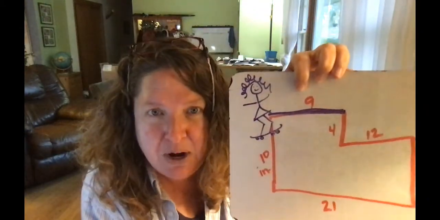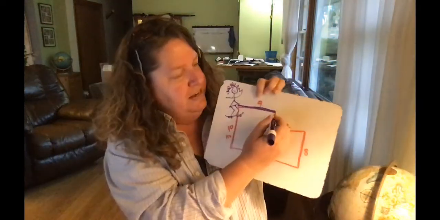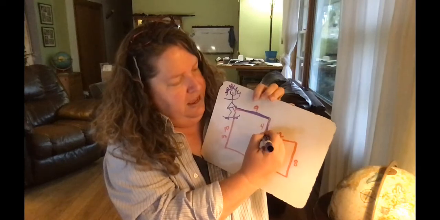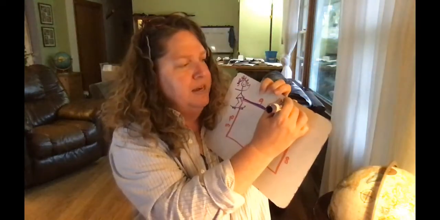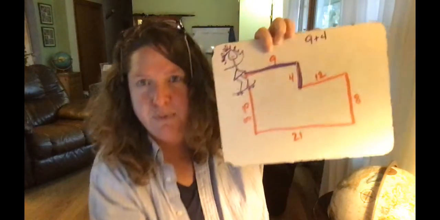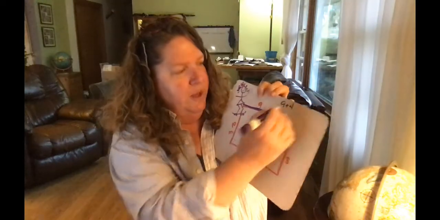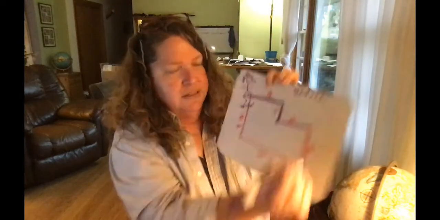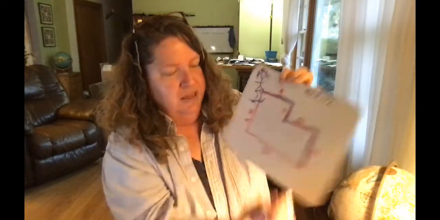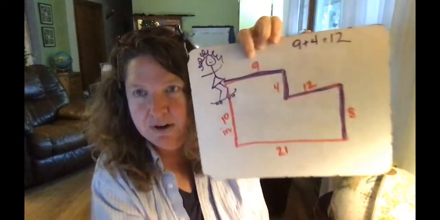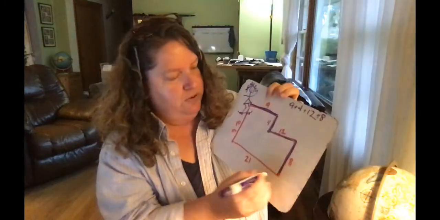So as my perimeter person skateboards along the first part of the shape, they pick up 9 inches. Then they turn the corner and they pick up the next amount of space. So they pick up 4 more. So I'm at 9 plus 4. Then she turns the corner again and she picks up 12 inches. So plus 12. Then she turns the corner and picks up 8 more. Plus 8. She turns the corner.